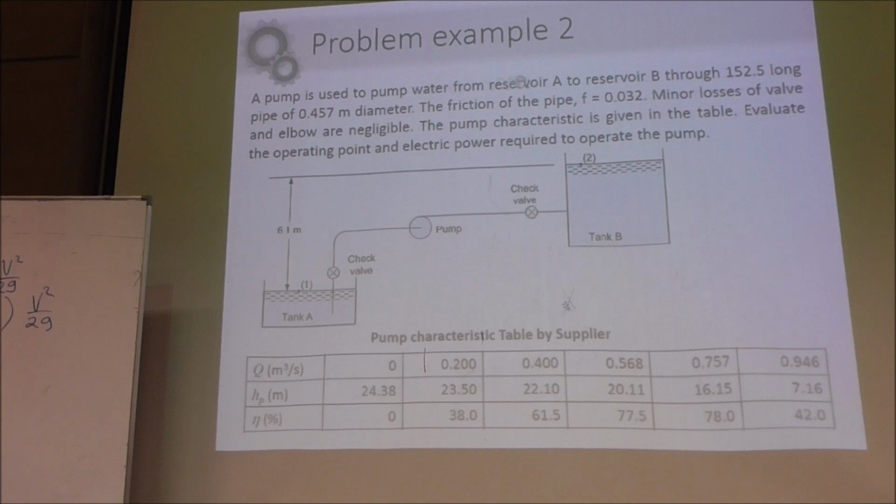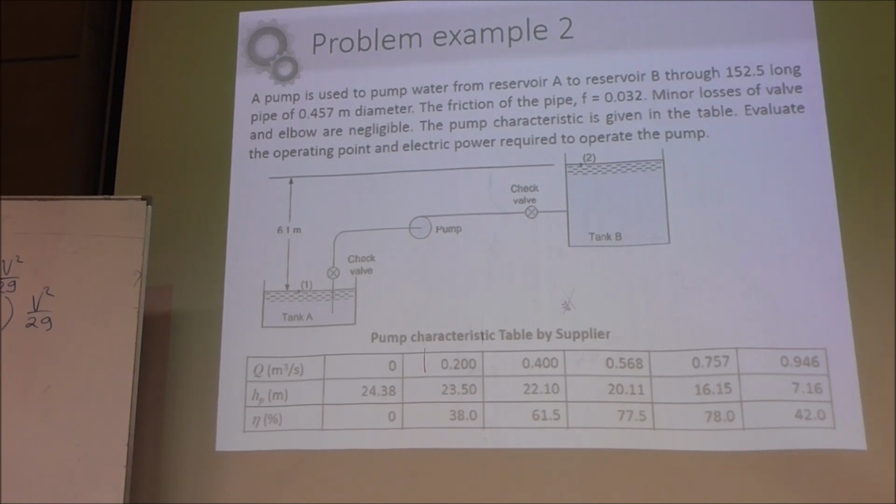You have a pump. This is the condition. Still the same, just changing is the friction factor. You see the friction factor now is 0.032. Minor losses from the valve and elbow are negligible. It depends on whether in your case the minor losses are negligible. Sometimes the major losses are also negligible. If the pipe is very short, you don't care about the major losses. You just care about the minor losses, especially if you have elbow and valve or filter. Filter is the worst. The KL of a filter can be from 30 to 80.